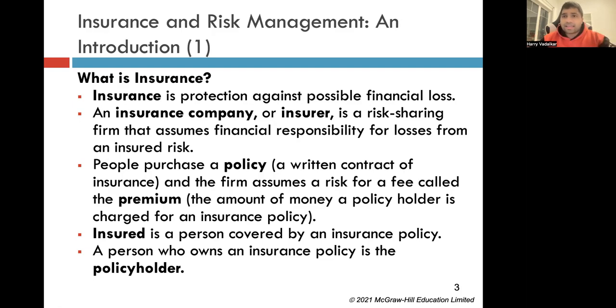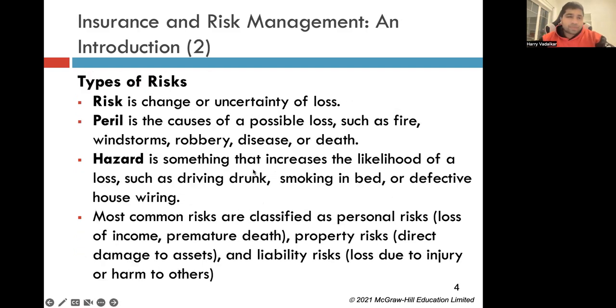So if you're buying an insurance policy on your car, then you are the insured person. Or let's say you're buying an insurance policy on your life, then you are the insured person and you are the policy holder. But let's say you're buying an insurance policy in your wife's name, then the wife is the insured person, but you are the policy holder because you paid for it. So the policy holder and the insured person can be different.